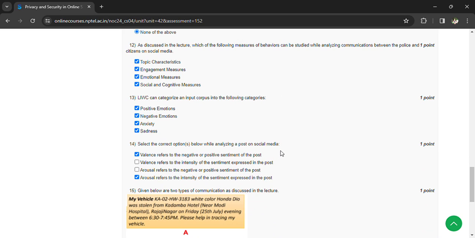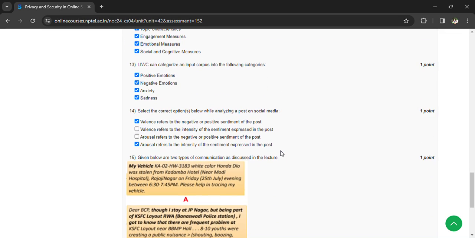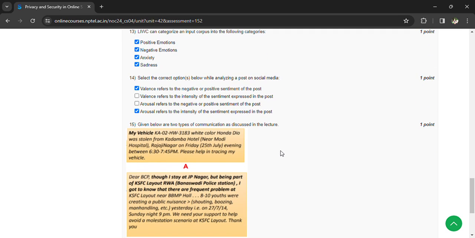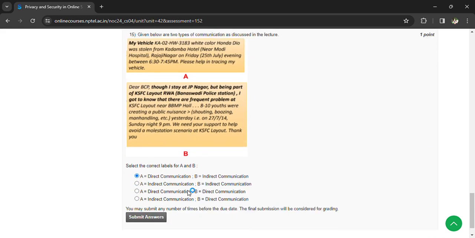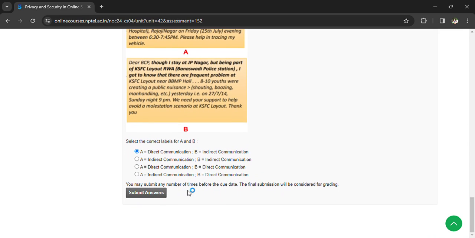Select the correct option while analyzing a post on social media. Valence refers to the negative or positive sentiment of the post. Arousal refers to the intensity of the sentiment expressed in the post. And in the 15th question, we have two types of communication. First one, my vehicle, and the second one, they are telling something about 'Dear BCP, though I stay at JP Nagar, but being a KSFC layout RWA, I got to know that there are frequent...' Here, indirectly, they are mentioning the problem. So, the first one is direct communication, the second one is indirect communication.